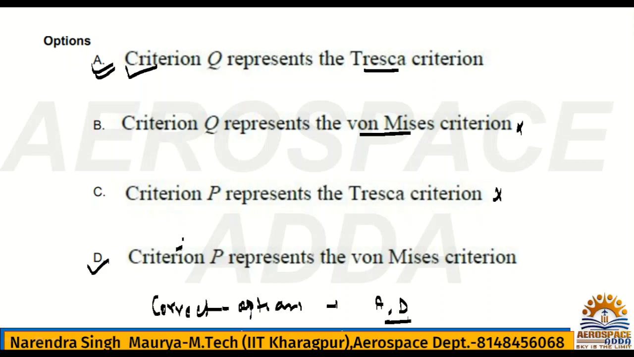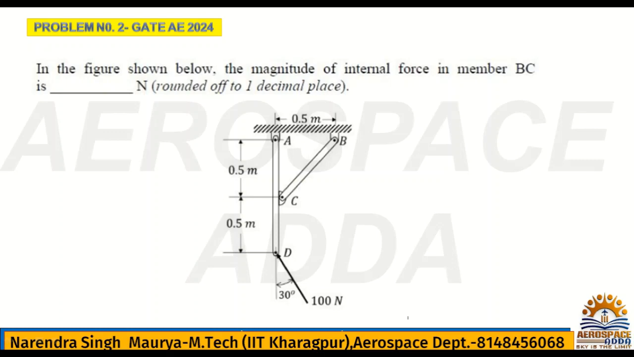All right. Now moving to the next question. In this next question, see the simple question here. They said, in the figure shown below, the magnitude of internal force in member BC is, a fill in the blank. Where is the member BC? This is the member BC.